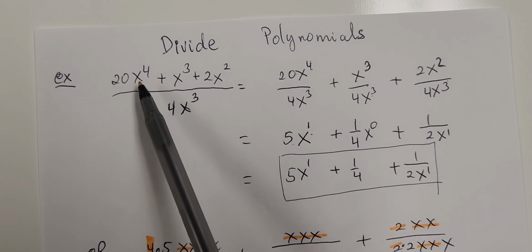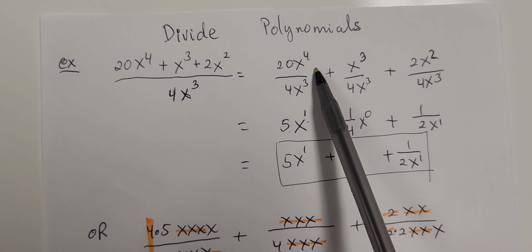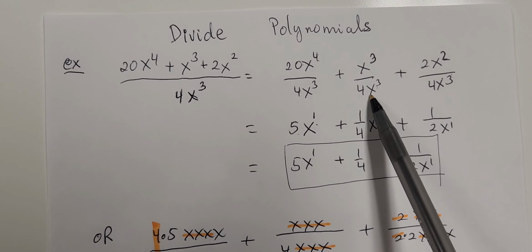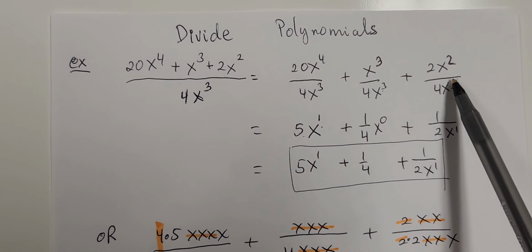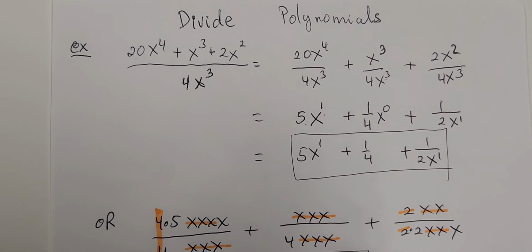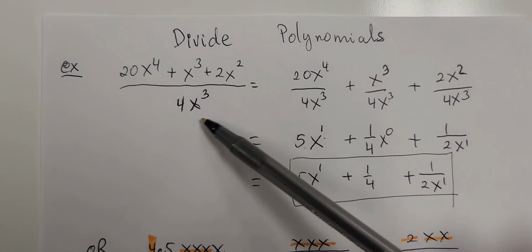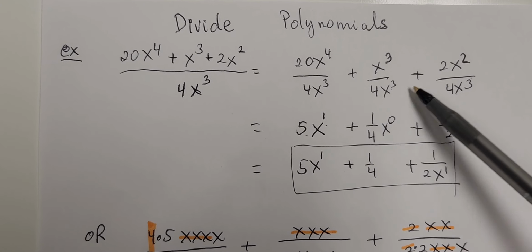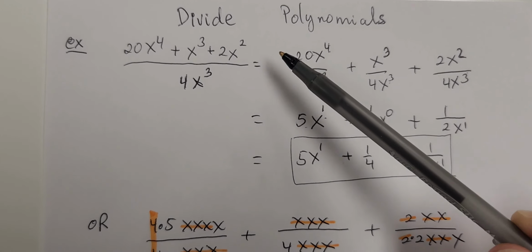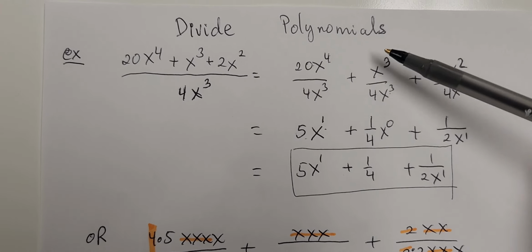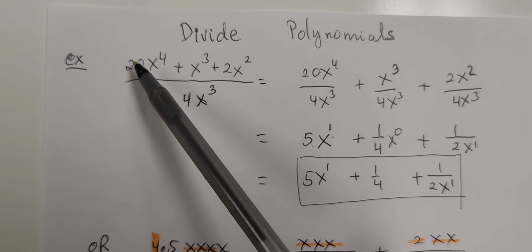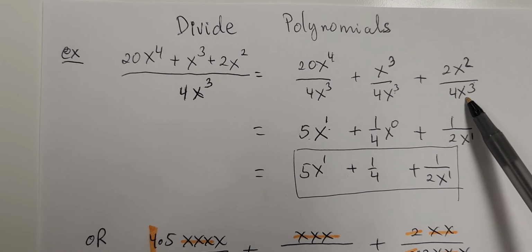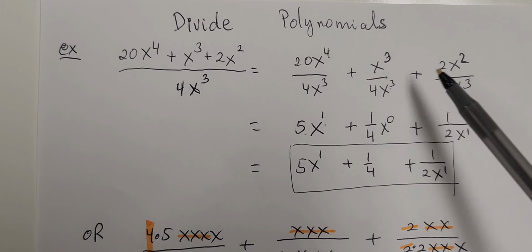So here's the first term, 20x to the 4th, same denominator. X cubed, same denominator. 2x squared, same denominator. So one more time, when you have 1 term in the bottom, make sure all of the fractions have the same denominator. Okay, so separate them into 3. There's 1, 2, 3. Why 3? Because there's 1, 2, 3. Make sure the denominators are exactly the same for each of the fractions.